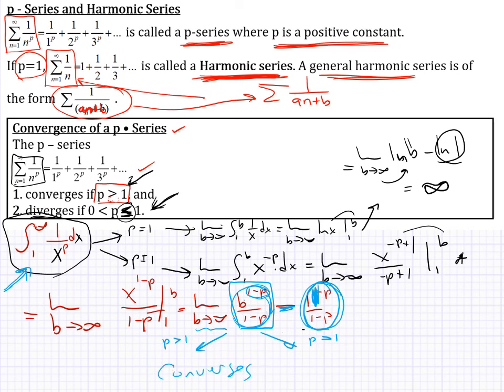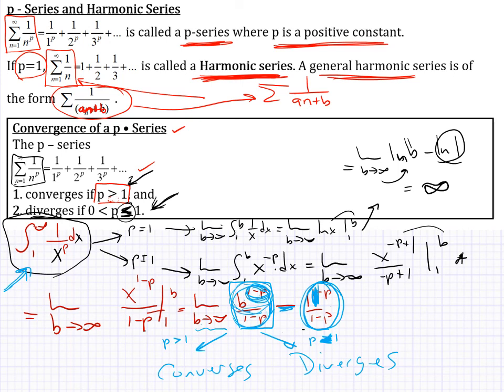For p less than 1, this is a positive exponent. b to a positive exponent stays up in the numerator. As b goes to infinity, this thing all goes to infinity. Well, infinity minus some constant is infinite, and therefore the integral diverges. And if the integral diverges, the series diverges.